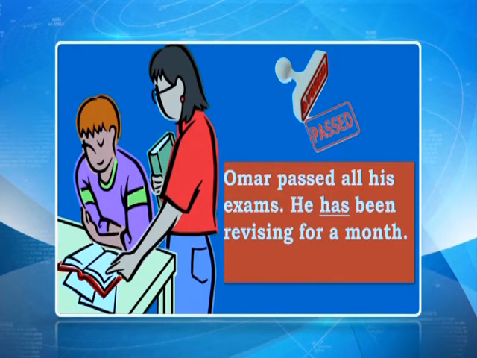Again, here is another sentence. Omar passed all his exams. He has been revising for a month. Okay? So has been revising is a present perfect tense, which means an action which occurred in the past and continued up to the moment of speaking. But here, the action didn't continue up to the moment of speaking because Omar passed all his exams. So he's not revising anymore. So the answer here is he had been revising for a month.